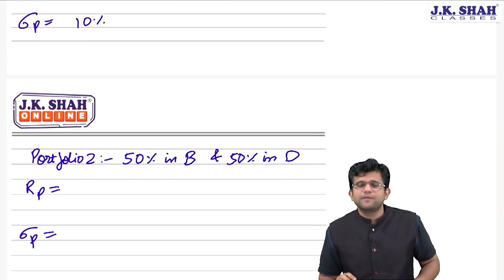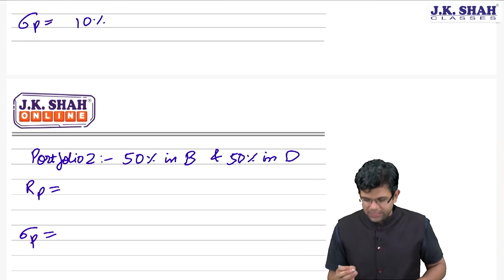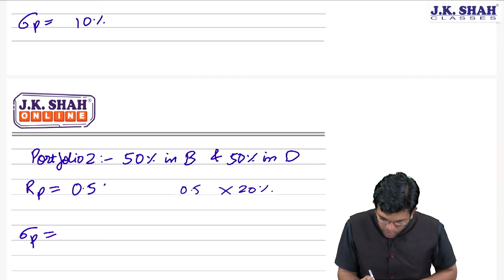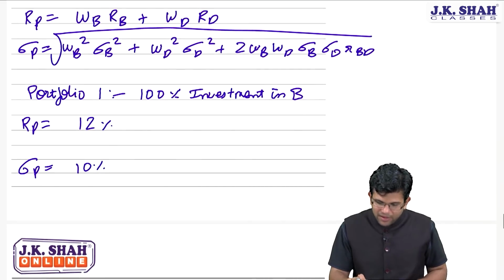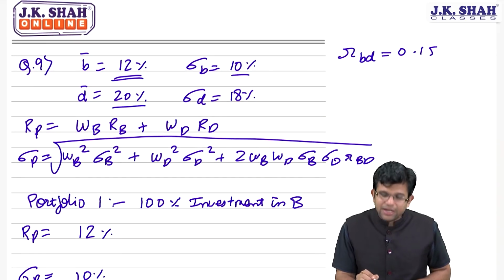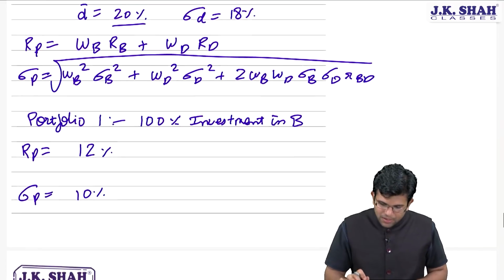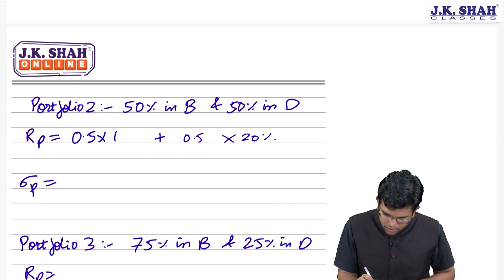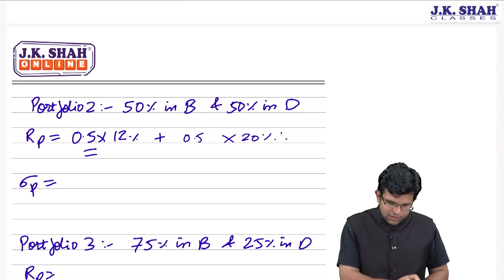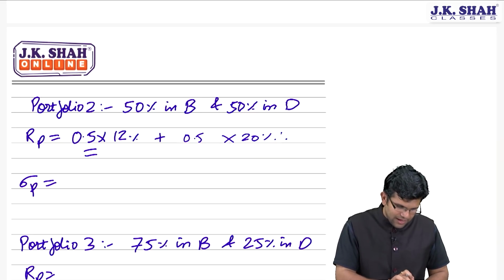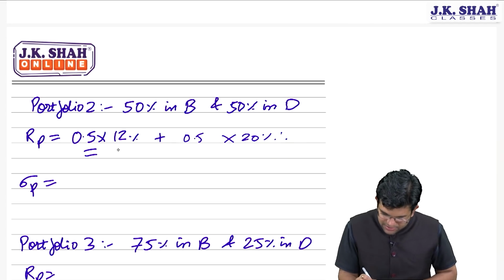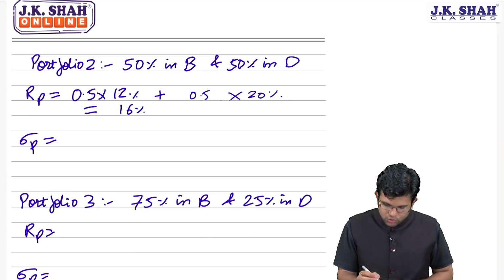Let's go ahead. Portfolio 2. Students, portfolio 2 is 50% of B and 50% of D. So RP of course will be 0.5 into something plus 0.5 into something. Let's see what B bar and D bar were. 12% and 20%. Yes, 12% was return of B, 20% was return of D. So if you do the calculations, it is 0.5 into 12 plus 0.5 into 20, I will get 16%. Students, I hope you understand.